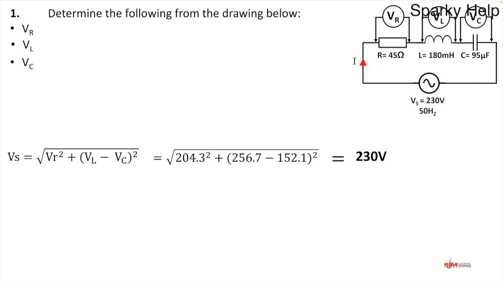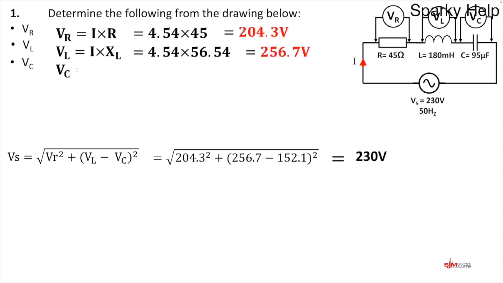So if we do this calculation for those three voltages, this is why Kirchhoff's voltage law, why his name sticks with it, because Kirchhoff realised that if you add 204, 256, 152, it will equal 230 volts. So that's that first question. And obviously these are the values that we originally worked out.